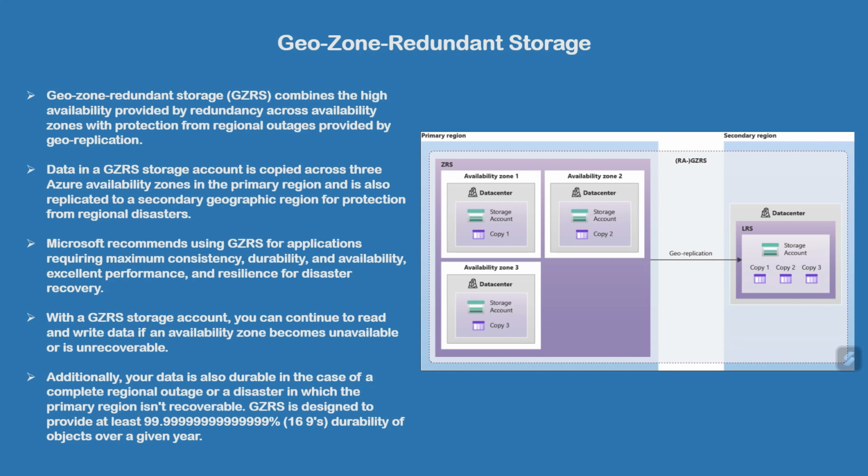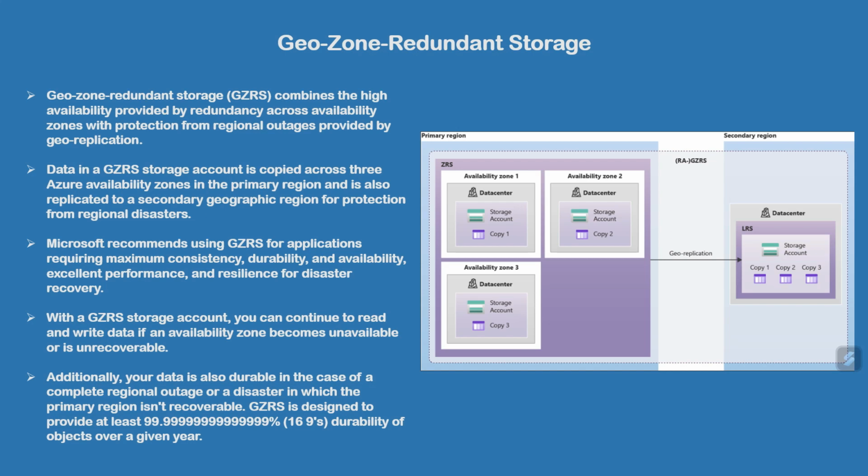So what's happening over here? We are utilizing ZRS in the primary region and then we are utilizing LRS in the secondary region. How many copies of data do we have? We have 6 copies of data, that is 3 plus 3. With a GZRS storage account, you can continue to read and write even if an availability zone becomes unavailable or is unrecoverable. So data over here is also durable for 99.99 up to 16 nines over a given year.